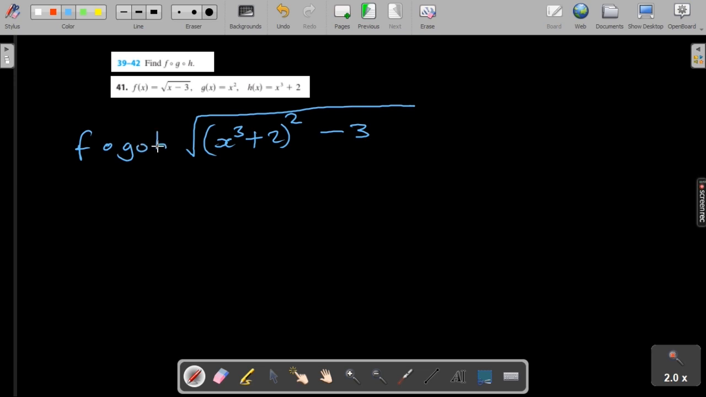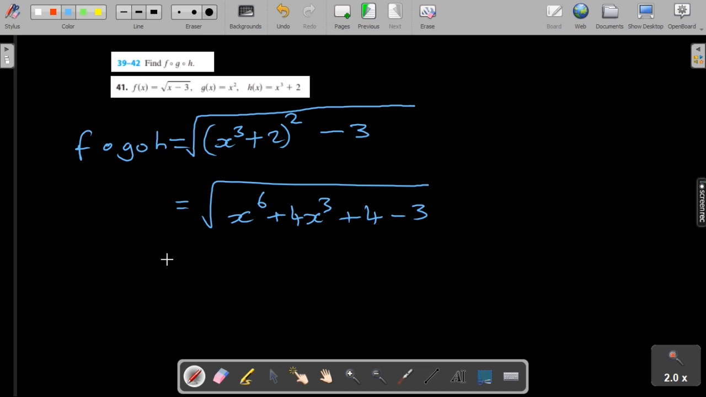And what you can do at this point is you can now expand this. This would be x to the power 6 plus 4x cubed, and finally plus 4 and minus 3. Then the result of this would be the square root of x to the power 6 plus 4x cubed plus 1. So that would be your f of g of h.